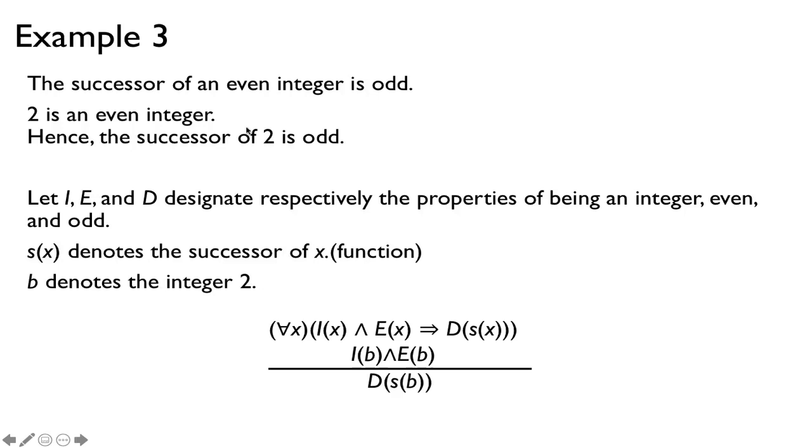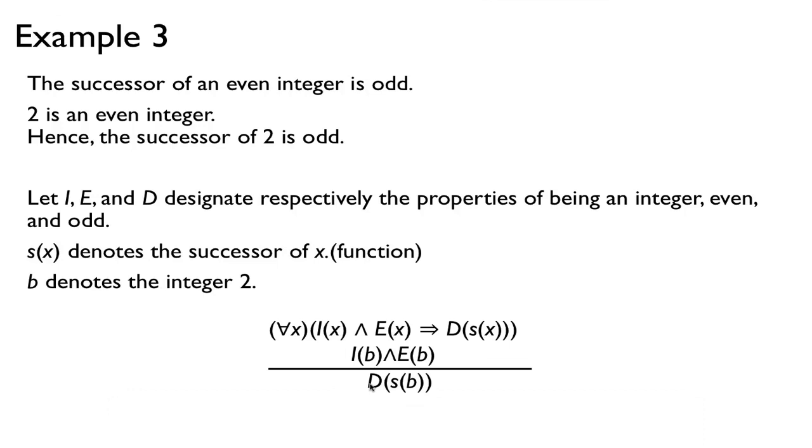So here, the successor of any even integer is odd says that for all X, if X is an integer and X is even, then the successor of X, S of X, is odd, D of S of X, where S is the function and D is the predicate that represents being odd. And then 2 is an even integer means that I of B, B is an integer, and E of B, meaning that B is even. And finally, the successor of 2 is odd means that S of B, the successor of B, is odd, D of S of B.